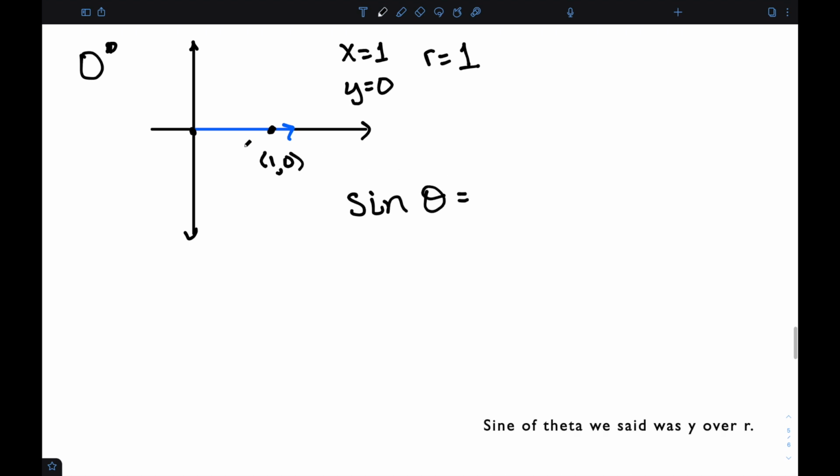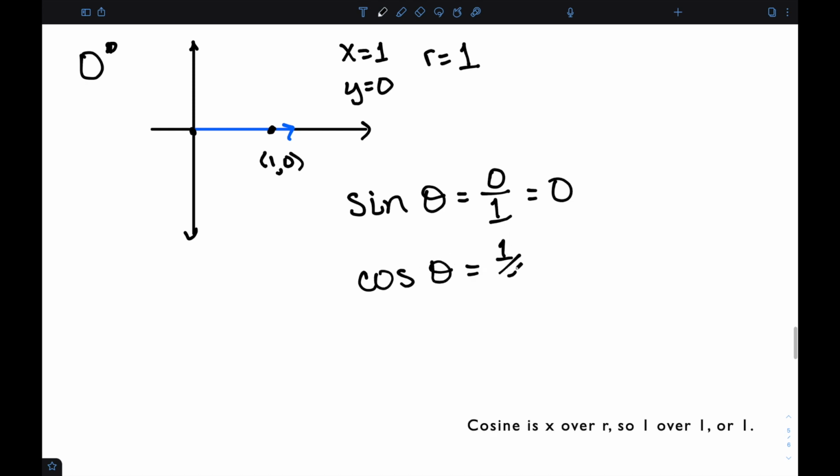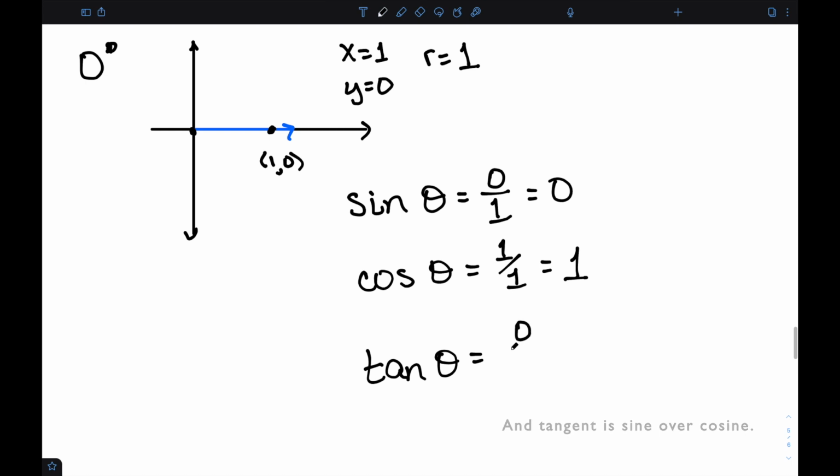So sine of theta, we said, was y over r, 0 over 1, or 0. Cosine is x over r, so 1 over 1, or 1. And tangent is sine over cosine, so 0 over 1, which is 0.